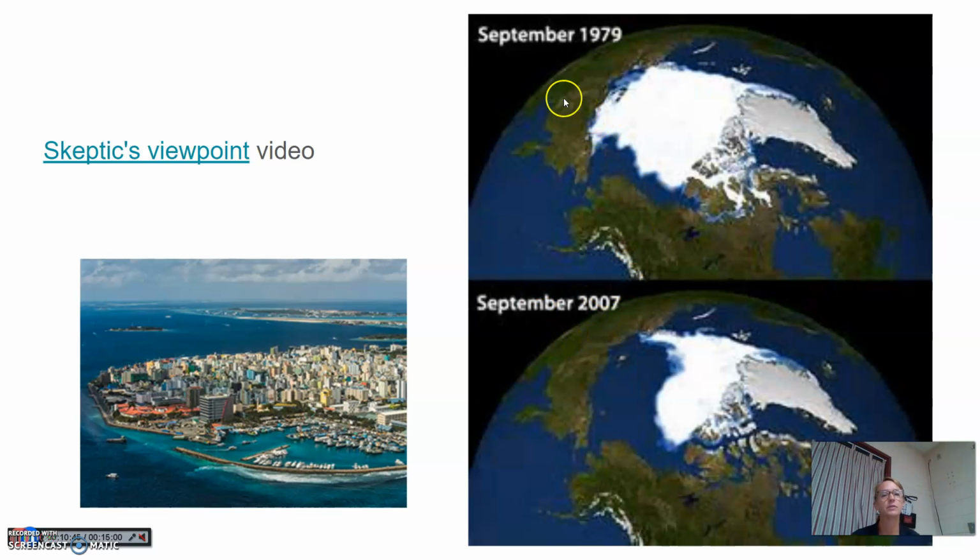Here's another view. So same time of year, 1979 polar ice, 2007 polar ice. So more data to show you that polar ice is changing. And because it's the same month of the year, you can't even say, oh, well, this was a winter picture and this is summer. It's the same.